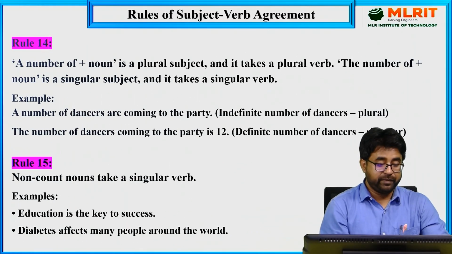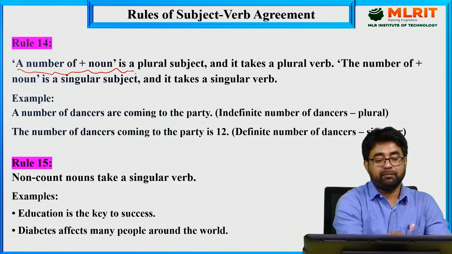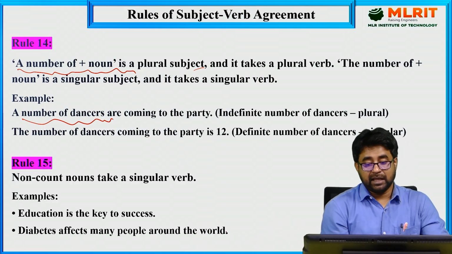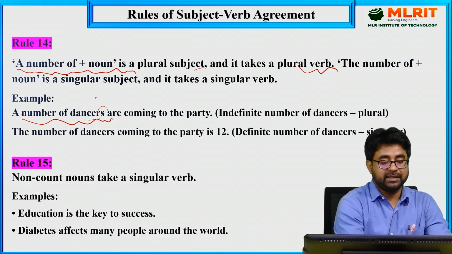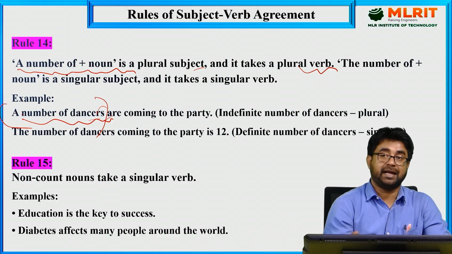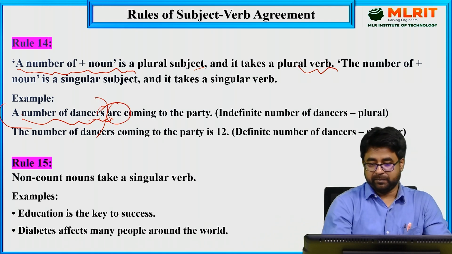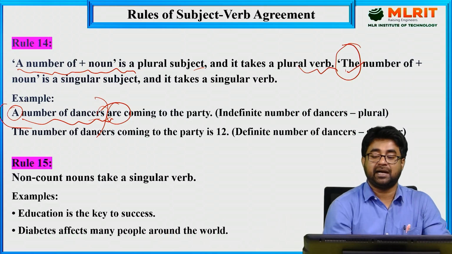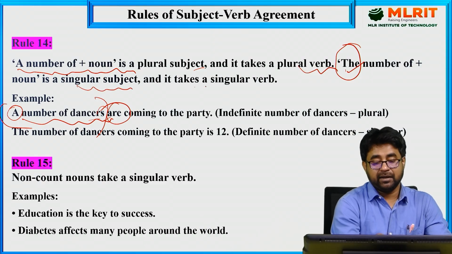Rule number 14 and 15 together we'll see. A number of plus noun, this kind of structure, a number of and then a noun, is a plural subject. You can see a number of dances takes a plural verb. If I am saying a number of dancers, sorry, it's a plural subject, a number of dances. So I'm talking about multiple dances. But instead of using a, if I say the number of, same structure, only the article is changing, then the verb would be what? Singular, and it will take a singular verb.